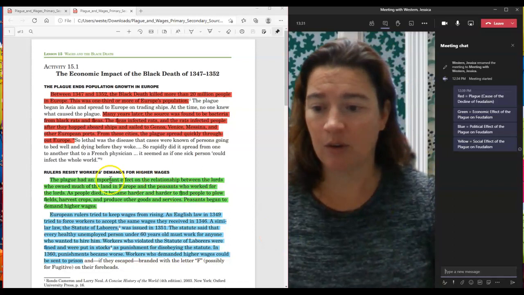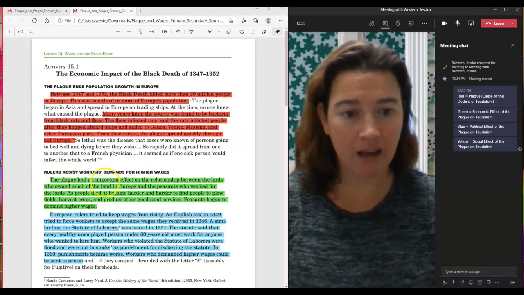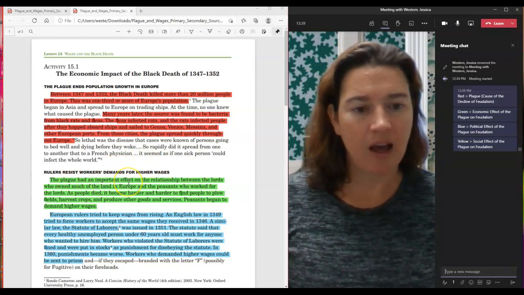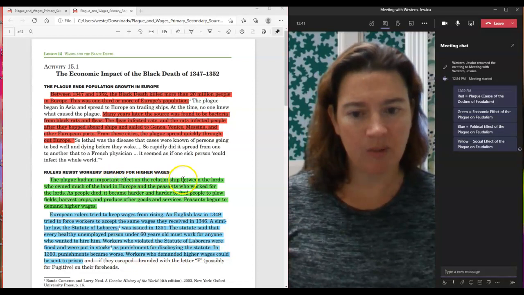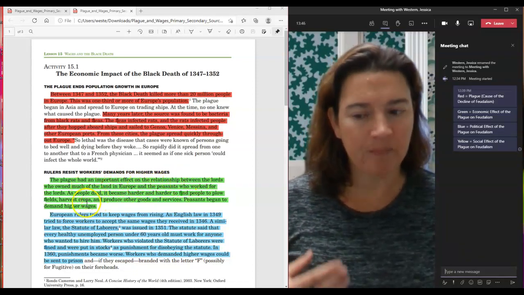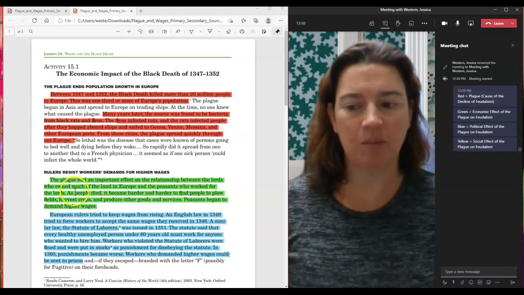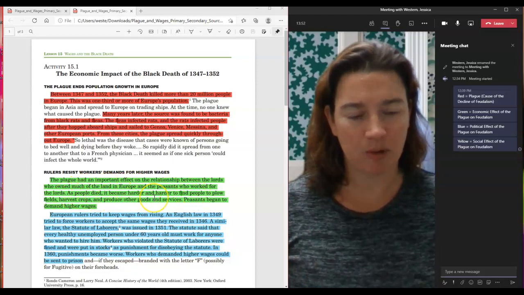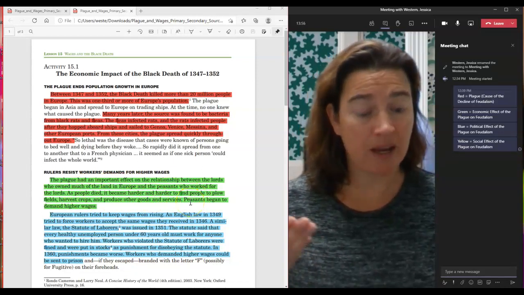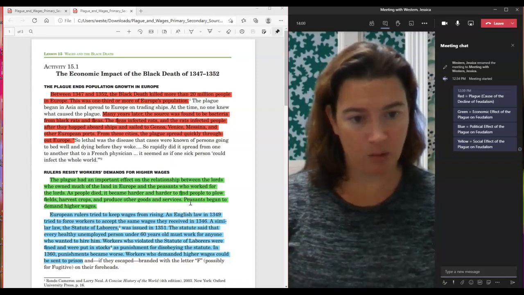And so that's what this first green paragraph is talking about. It's talking about how the plague, when it swept through and killed 1/3 of the population, had a huge effect on the relationship that existed between the lords who owned the land and the peasants who worked for them. Because as people died, it became harder and harder to find people to plow the fields, harvest the crops, and produce the other goods and services needed. And so the peasants started to demand higher wages. A wage is what you get paid for your time and your work, right?